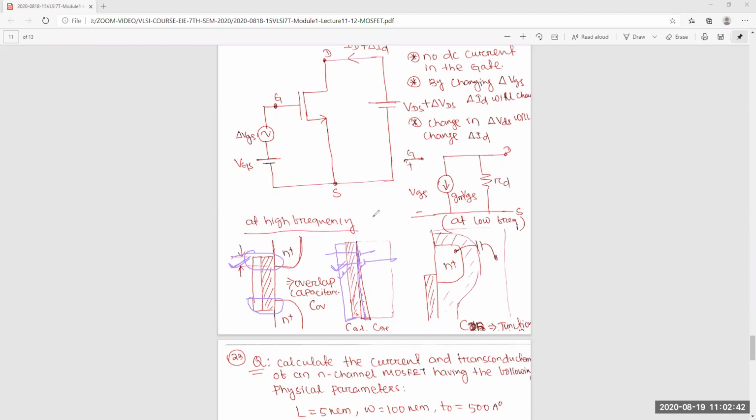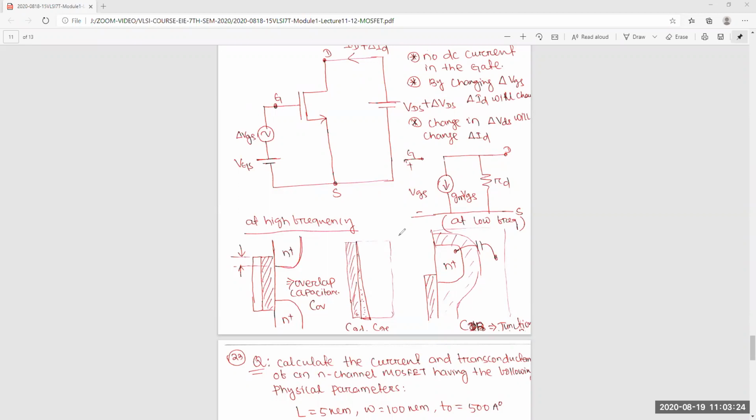One is during cutoff, another is during linear, another is during saturation. Why? Because in cutoff there is no channel. In linear, the channel is almost the same everywhere. In saturation, the channel is pinched off here on the drain side. Yes or no? So three types of capacitance you will get here, and this capacitance is non-linear.